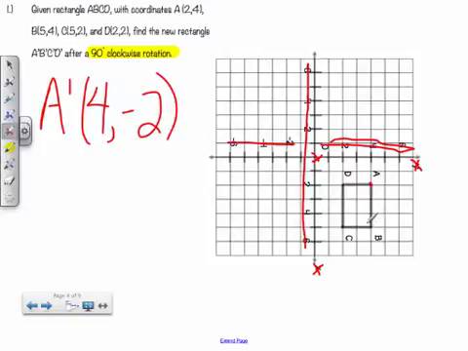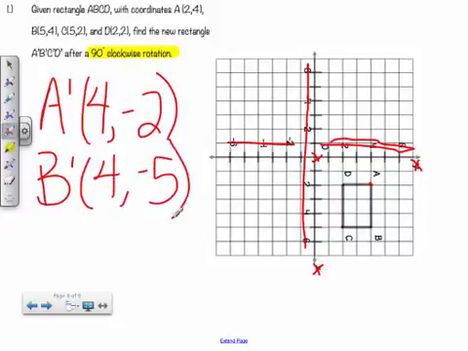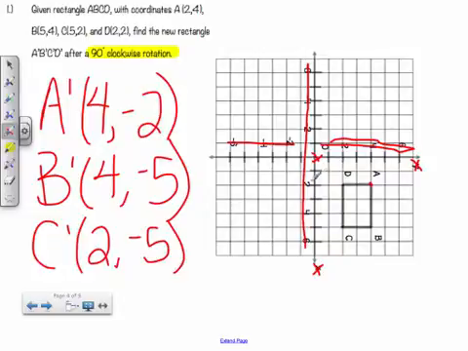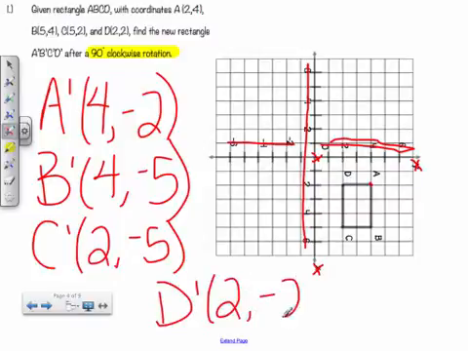So let's go ahead and figure out what B prime would be. So B prime, in order to get from the origin to this coordinate right here, I would go to the right 1, 2, 3, 4, and down 1, 2, 3, 4, 5. So since I'm going to the right, it is a positive 4, and since I'm going down, it's a negative 5. Okay, let's do C. To go to C, I would go to the right 1, 2, and down 1, 2, 3, 4, 5. So C prime would be 2, negative 5. And then lastly, I'm going to look and see how do I get to D. So to get to D, I would go to the right 2 and down 2. So that means that D prime would end up being 2, negative 2.